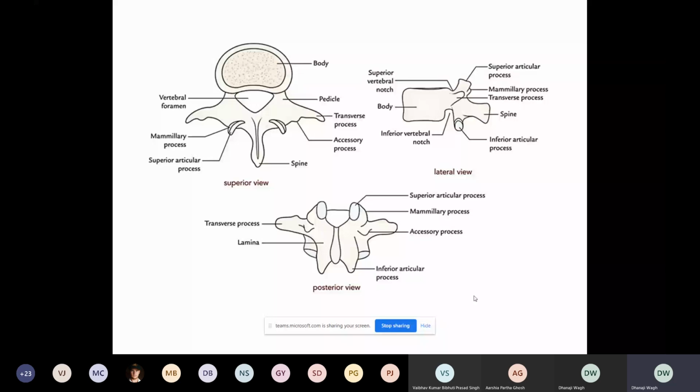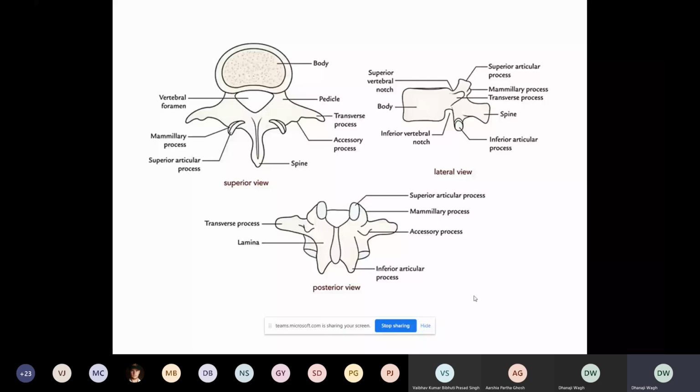Then you can see this lateral view. In the lateral view, we see there is an inferior vertebral notch, because the pedicle is attached to the upper portion of the body of the lumbar vertebra. Here you can mention that the superior vertebral notch is shallow and the inferior vertebral notch is deeper. Then you can see here the transverse process and superior articular process. Posterior to the superior articular process, see the mammillary process. So this is from the lateral view.